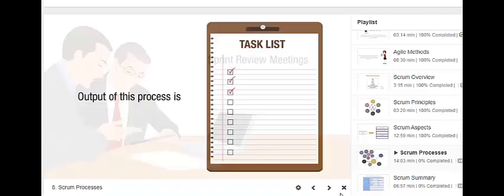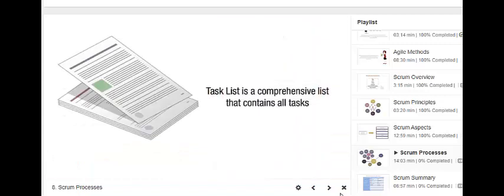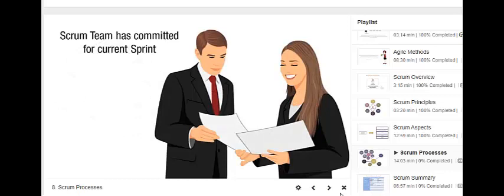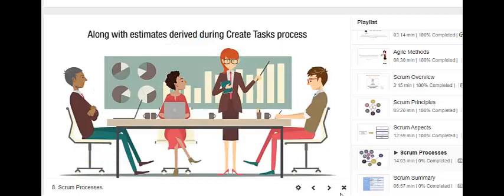The mandatory output of this process is task list. The task list is a comprehensive list that contains all the tasks to which the Scrum team has committed for the current sprint. It contains description of each task along with estimates derived during the create task process.